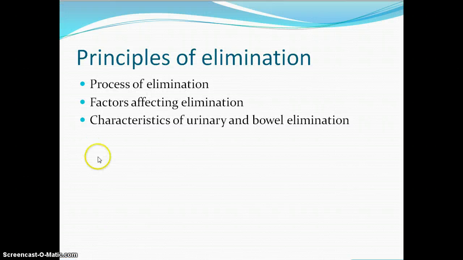As we look at the factors of elimination, we will be talking about elimination, the factors that affect that, and then some of the characteristics that go along with our bowel elimination.